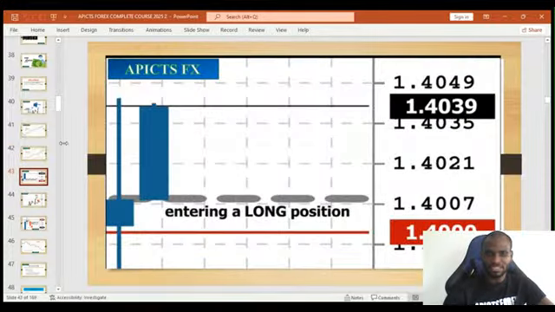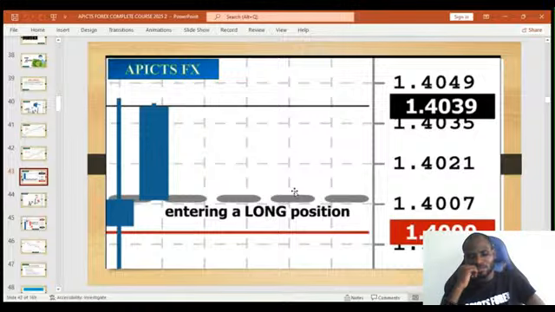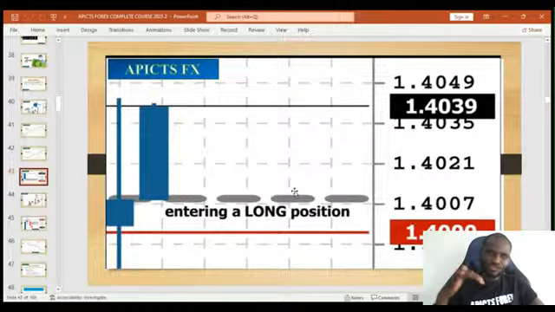Now look at this particular image. Just like I was explaining to you earlier, when you are buying, another way to say that is that you are entering a long position.